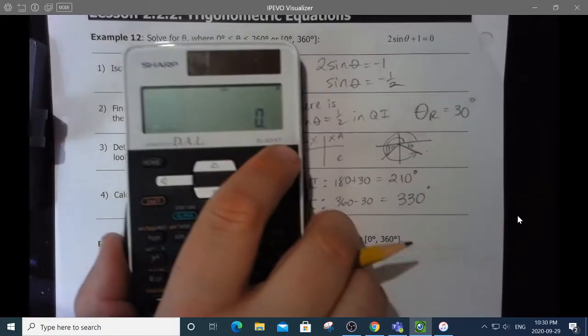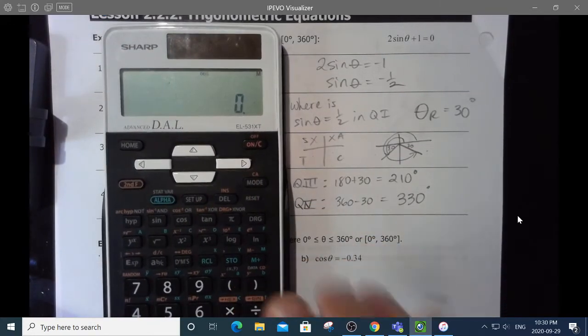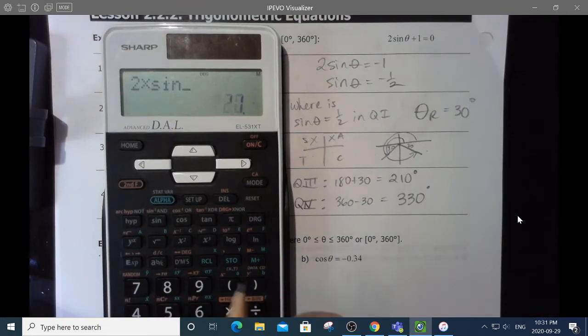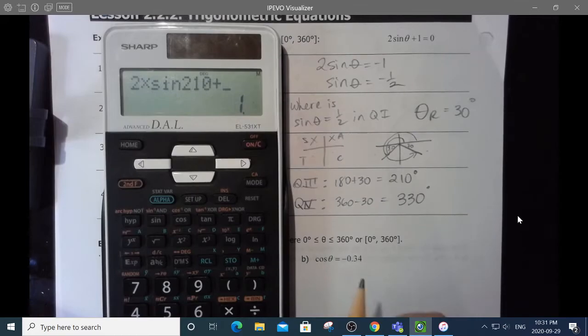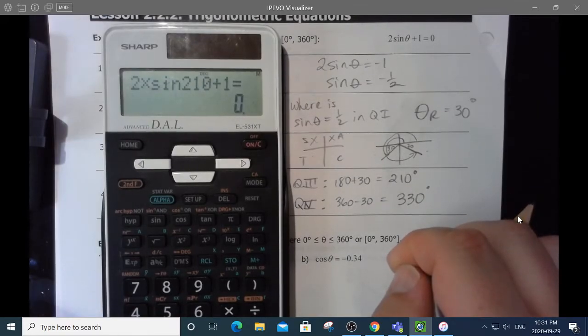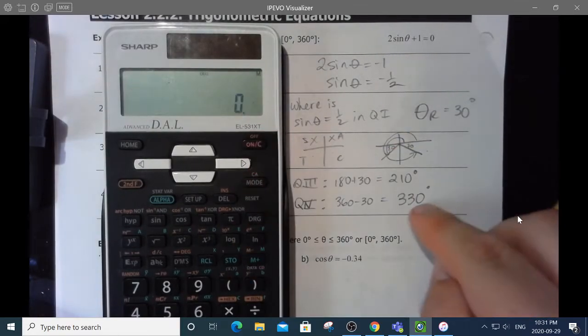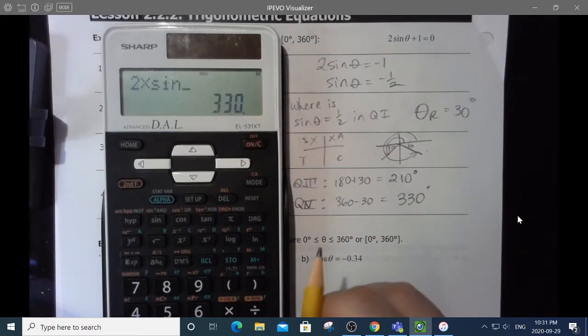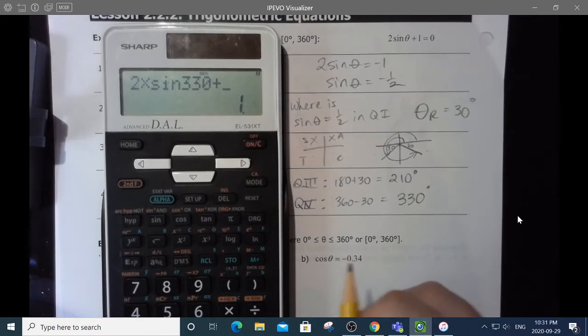If you like, you could check your answer. 2 times the sine of 210 degrees plus 1 should equal 0. And the other answer, 2 times the sine of 330 degrees plus 1 better equal 0. Yep.